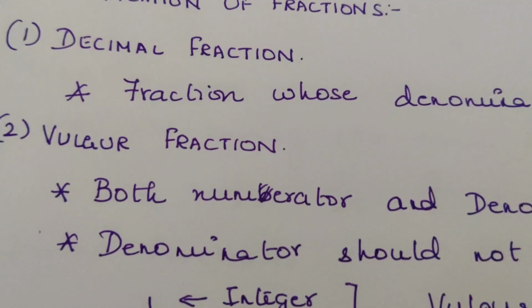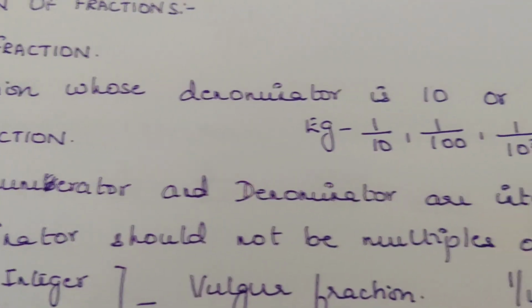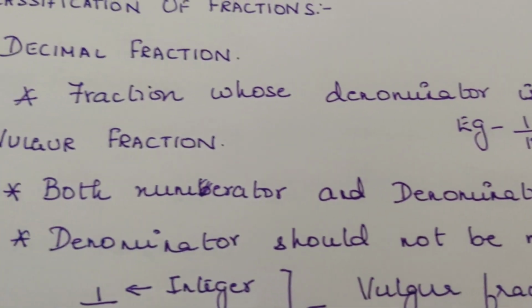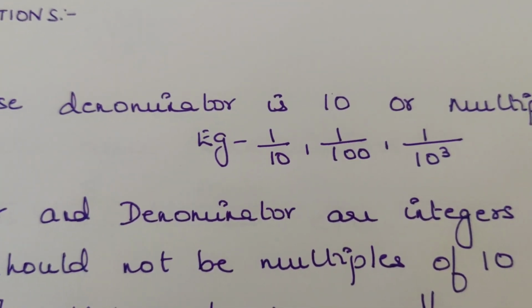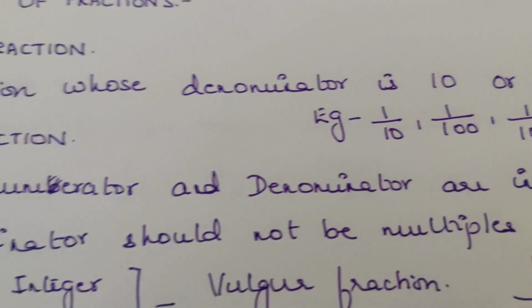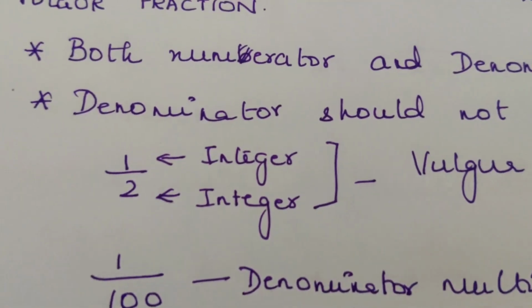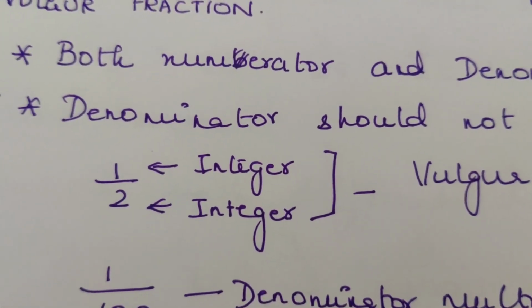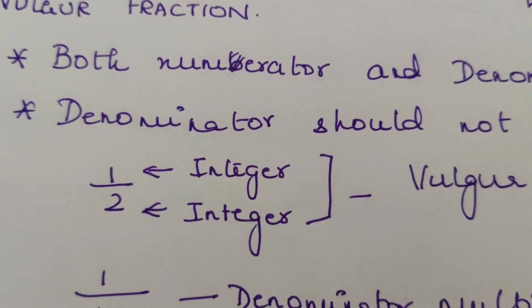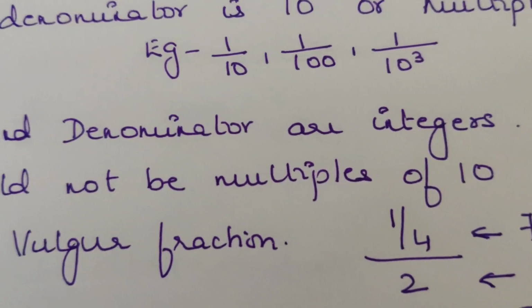Moving on to the next one, it's called the vulgar fraction. When both numerator and denominator are integers, and the denominator is not a multiple of 10, you call that particular fraction a vulgar fraction. Alright, I'm giving you an example. 1 by 2, 1 is an integer, 2 is an integer, therefore numerator is an integer, denominator is also an integer, therefore that's a vulgar fraction.